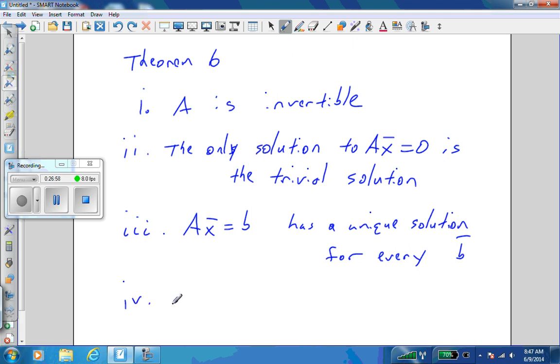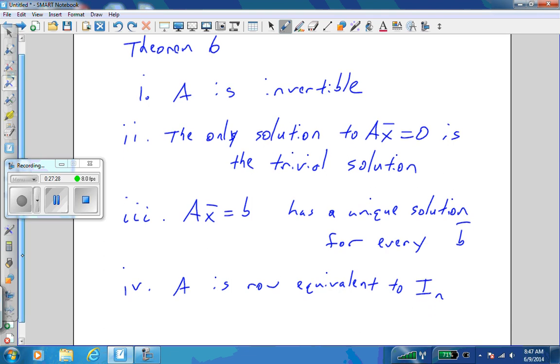If A is invertible, it's row equivalent to the identity matrix, which is the same size of A. So if A is 2 by 2, then it's row equivalent to a 2 by 2 identity matrix. If A is 3 by 3, it's row equivalent to a 3 by 3 identity matrix.